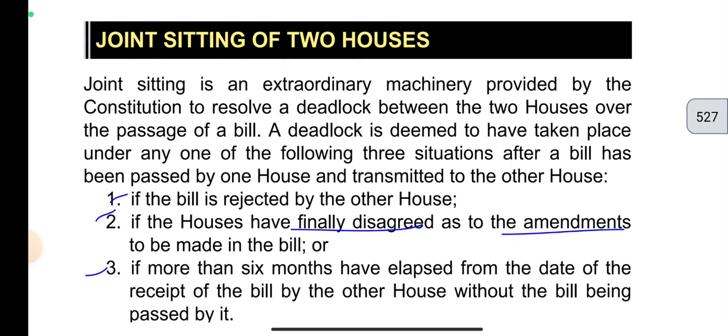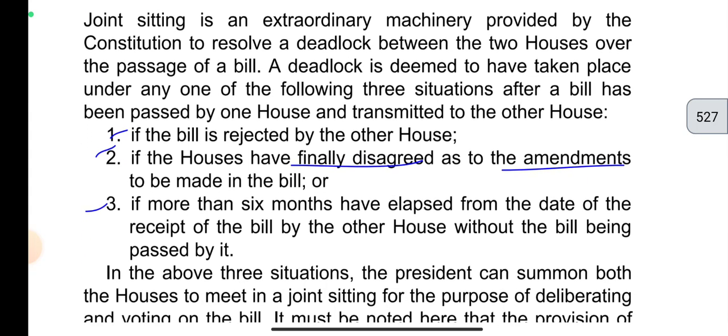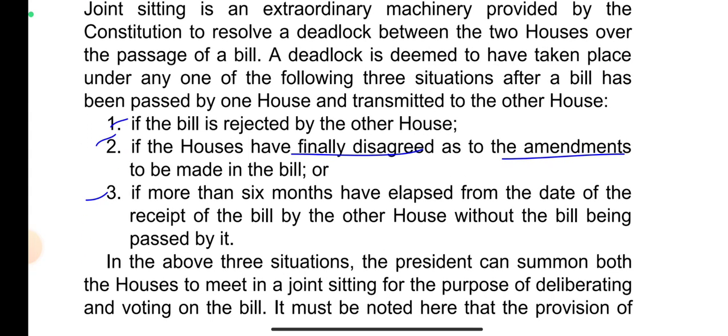Now, the joint sitting of two houses. Joint sitting is an extraordinary machinery provided by the Constitution to resolve a deadlock between the two houses over the passage of a bill. A deadlock is deemed to have taken place under any one of the following three situations: after a bill has been passed by one house and transmitted to the other house, if the bill is rejected by the other house, if the houses have finally disagreed as to the amendments to be made in the bill, or if more than 6 months have elapsed from the date of the receipt of the bill by the other house without the bill being passed by it.